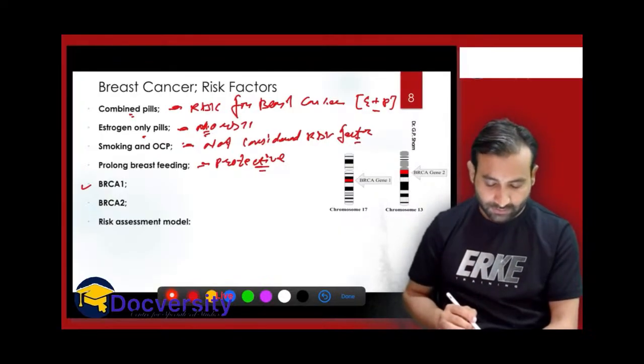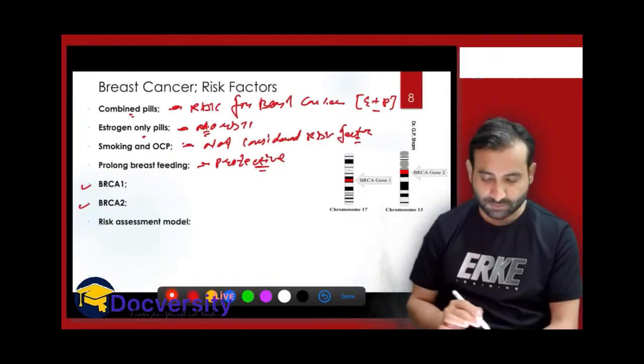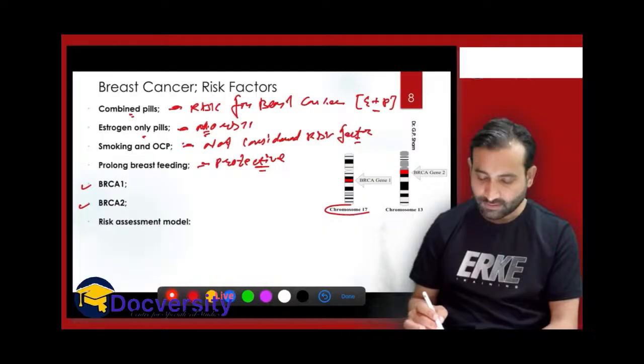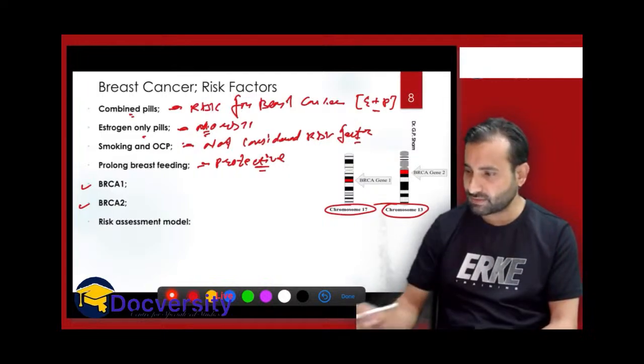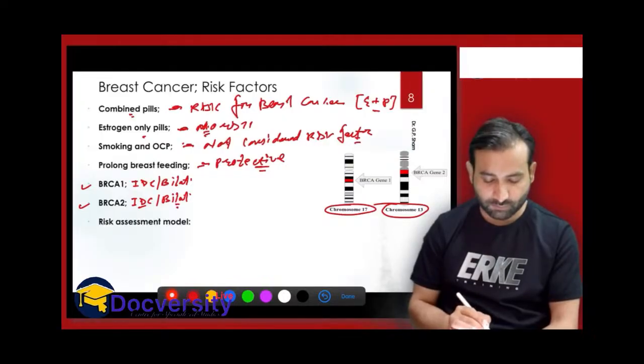Then let's go to the breast cancer associated genes. That is the BRCA1 and BRCA2 genes. BRCA1 is present in chromosome number 17. BRCA2 is present over here in chromosome number 13. So remember, this is a question in the exam, right? BRCA1 and BRCA2 both produce invasive ductal carcinoma, and both produce what? Bilateral disease.